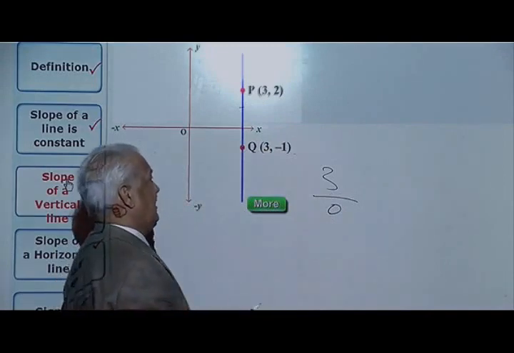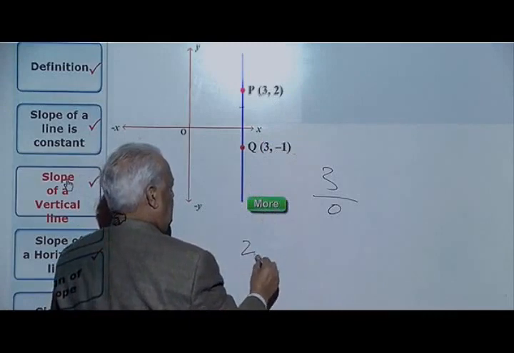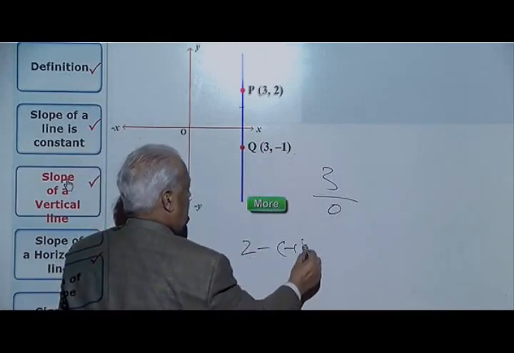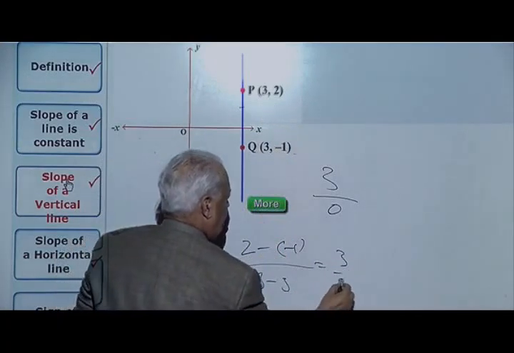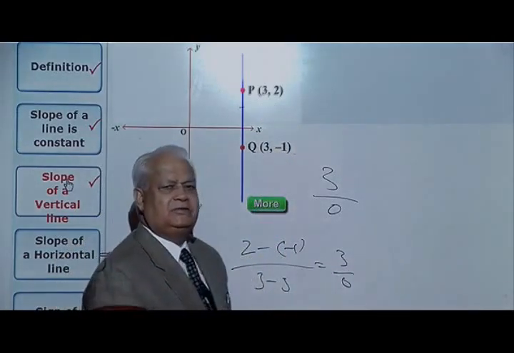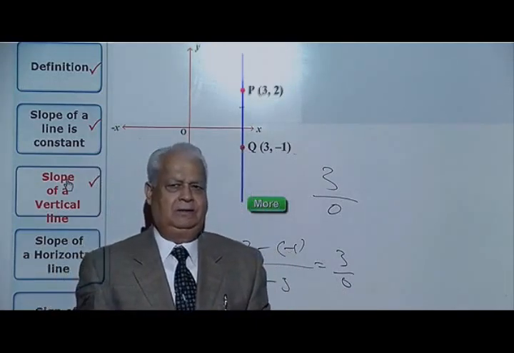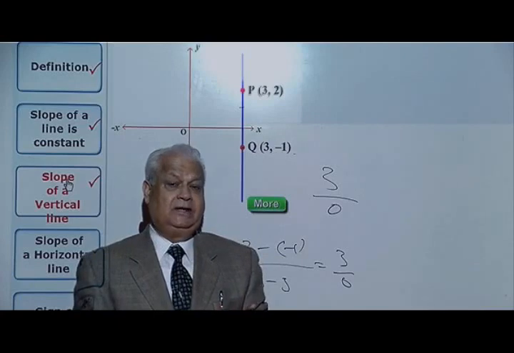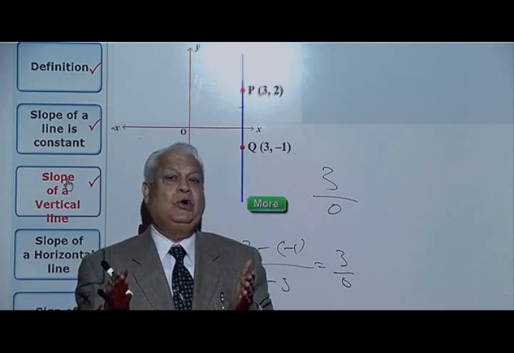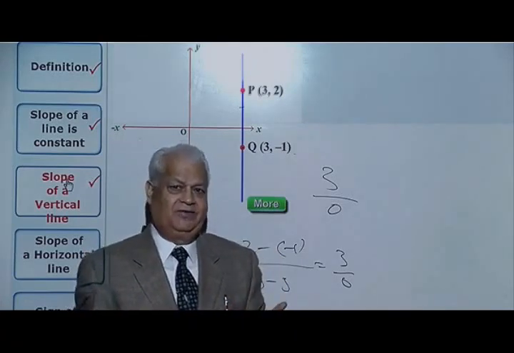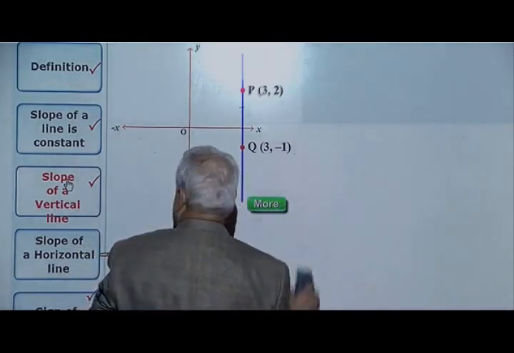Or you can always define slope as the difference of coordinates between 2 points: 2 minus of minus 1 divided by 3 minus 3, which is equal to 3 over 0. And what is 3 over 0? Anything divided by 0 is undefined. In fact, what we call is infinity. It's so large that we don't know how large it is, undefined. So, slope of a vertical line is undefined.